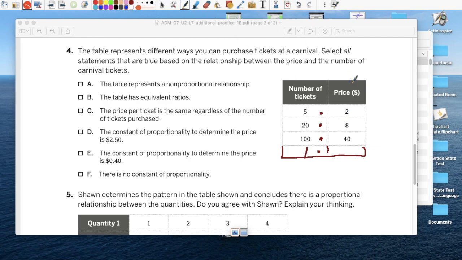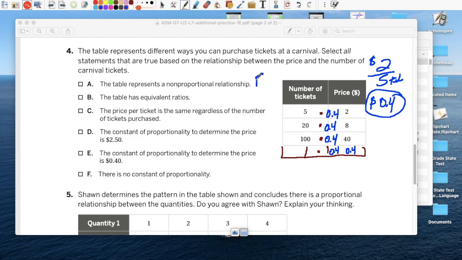To find the unit rate, divide the $2 by the number of tickets, 5, and we get that the unit rate is 40 cents, 0.4. So 5 times 40 cents is $2. 20 times 40 cents is 8. 100 times 40 cents is 40. And then 1 ticket times 40 cents is 0.4. So what does 0.4 represent? The cost per ticket.